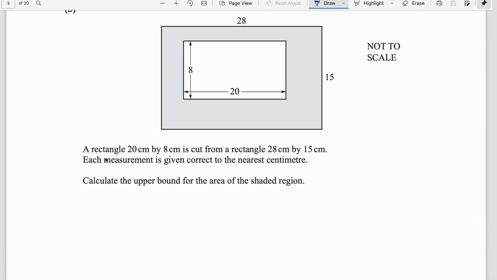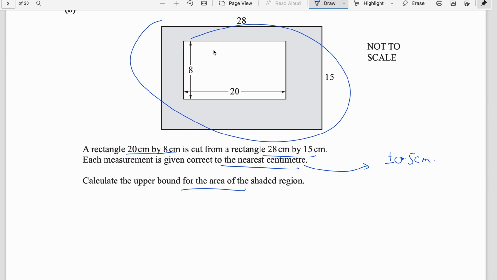B part. A rectangle 20 centimeters by 8 centimeters is cut from the rectangle 28 by 15. Each measurement is given correct to nearest centimeter, which would mean this is plus minus 0.5 centimeters, half of the given accuracy. Calculate the upper bound for the area. For the upper bound, the outer side has to be large and inner side has to be small.